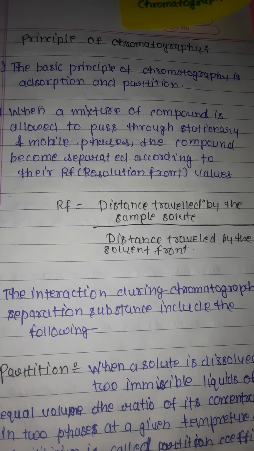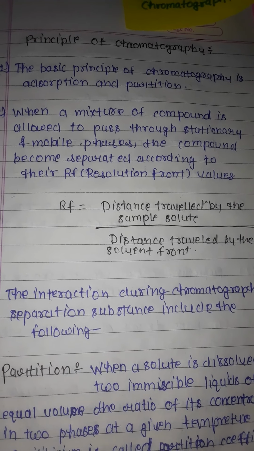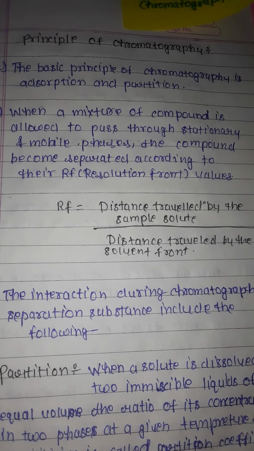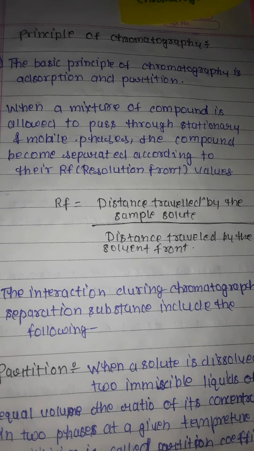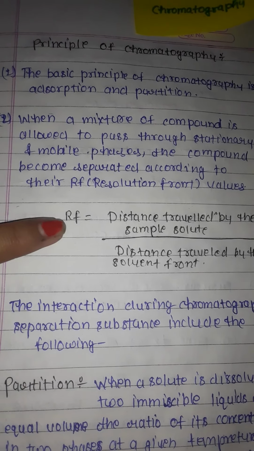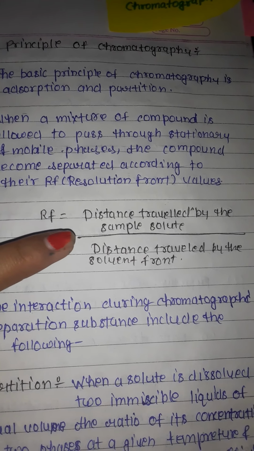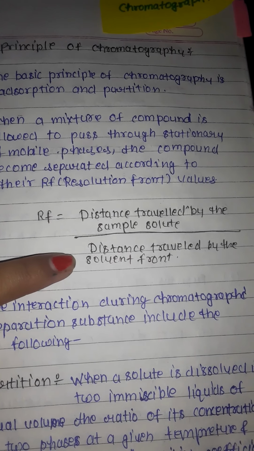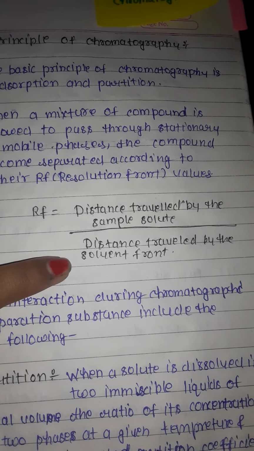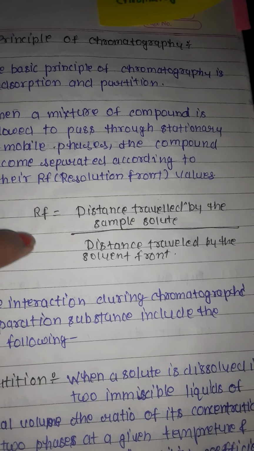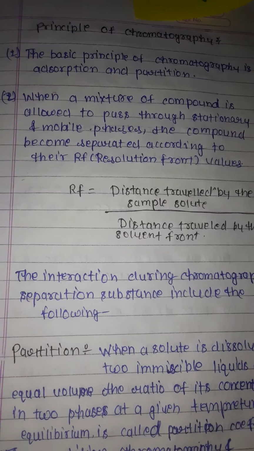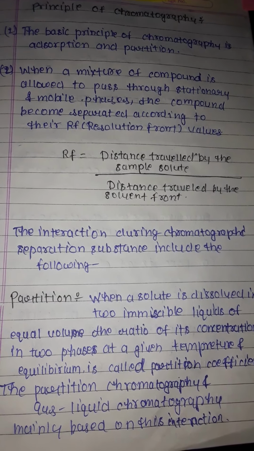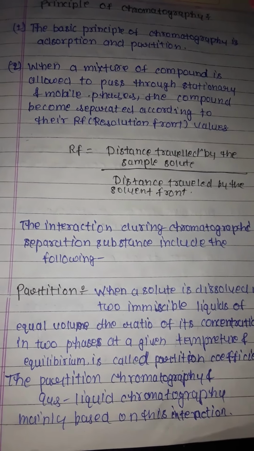Here it is talking about how the compounds get separated between the stationary phase and mobile phase. They get separated because of the Rf value. Rf is equal to the distance traveled by the sample solute divided by the distance traveled by the solvent front. You can repeat this one because it seems important. The interactions during chromatographic separation include partition and adsorption.